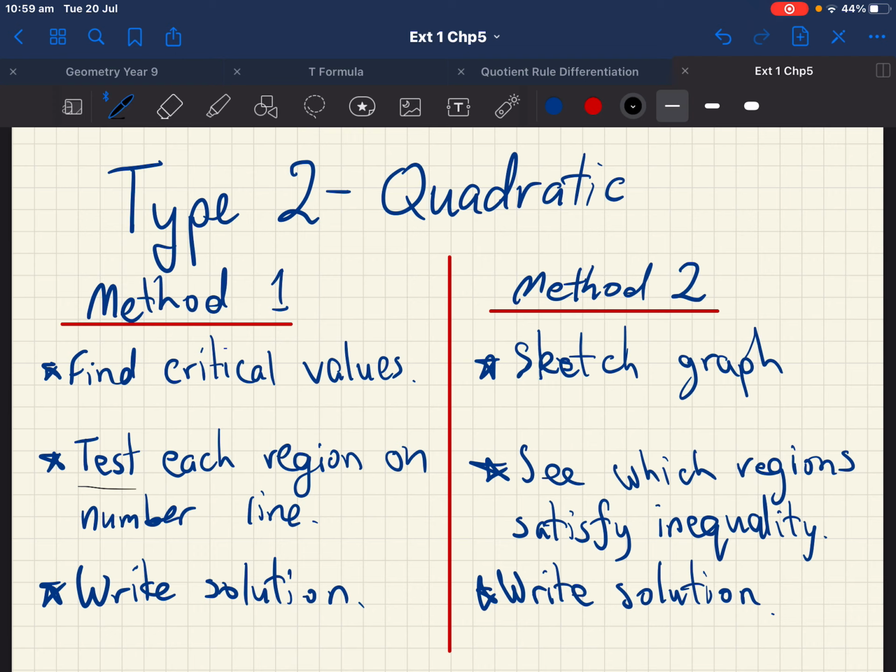The second method is mathematically identical as far as difficulty. The only difference is instead of testing the regions, you end up drawing a graph of the quadratic, and then instead of having a test, you can just see, visually on the graph, which regions satisfy the inequality, and of course you'll end up with the exact same solution, no matter which method you use.